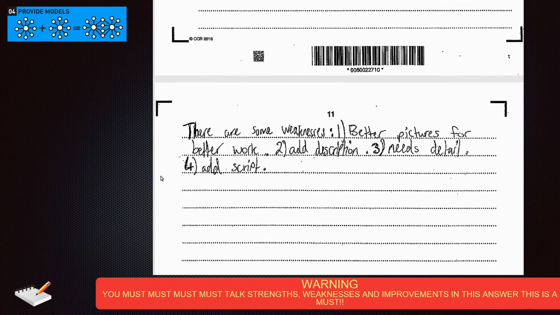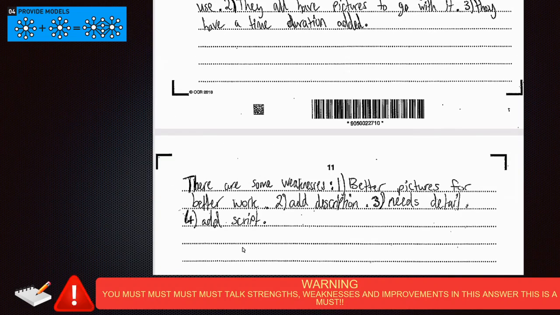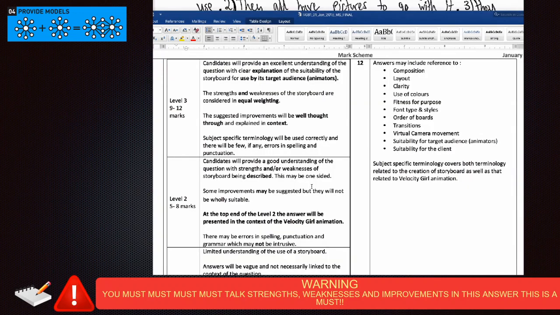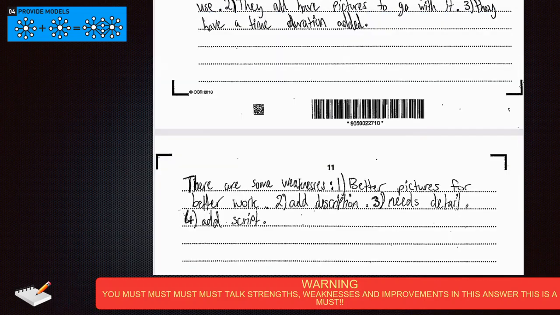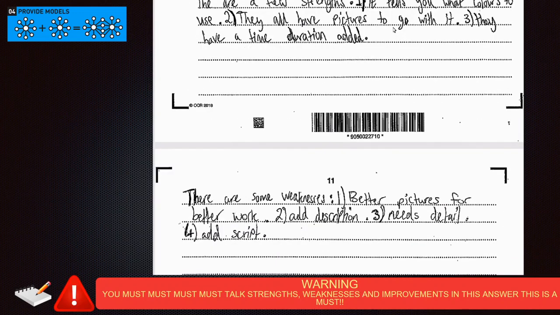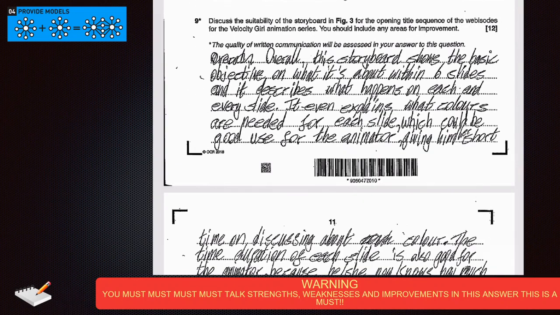Okay, so this is a level 1 response. The candidate lists, so if we look at the mark scheme, really it's basically a list. The candidate lists strengths and weaknesses of the storyboard, showing some understanding of the use of a storyboard, but the weaknesses, however, are not all relevant. Hence, it is placed in the middle of level 1. So we give this one a 3. But still, it's a 3, and the candidate didn't write a great deal. Let's go on to the next one.